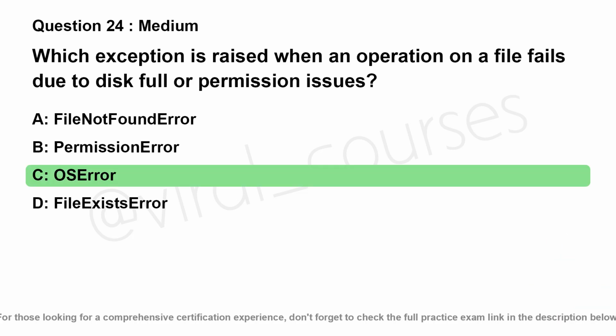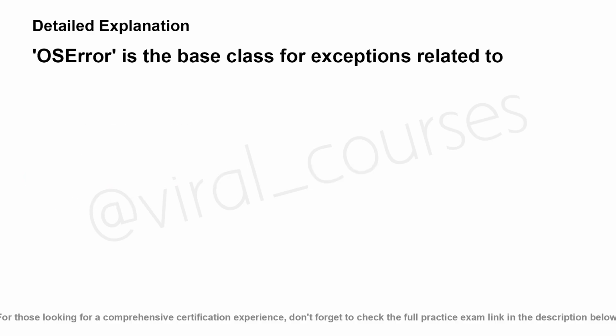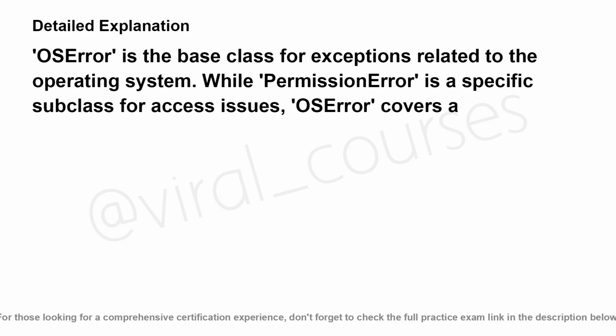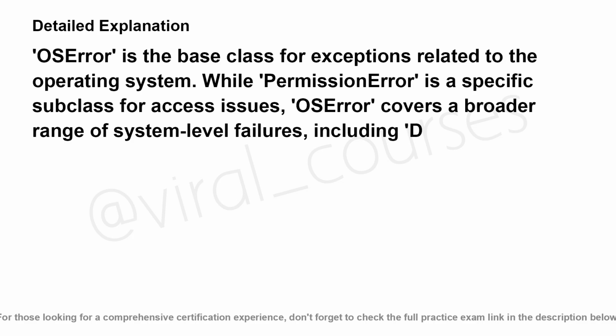The correct answer is C. OSError is the base class for exceptions related to the operating system, while PermissionError is a specific subclass for access issues. OSError covers a broader range of system-level failures, including disk full or I/O errors.